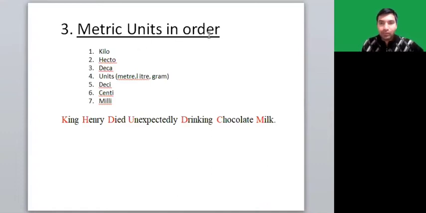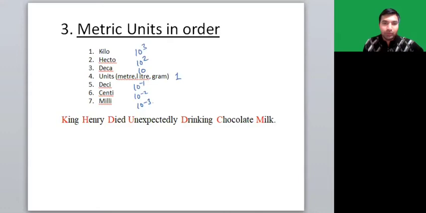Next thing is metric units in order. The first is kilo, then hecto, deca, then we have the unit. In the unit we can have meter, liter, gram, and so on. Then we have deci, centi, milli, if we are talking about the meter. Kilo stands for 10 to the power 3, hecto 10 to the power 2, deca 10, unit 1, deci 10 power minus 1, centi 10 power minus 2, and milli 10 power minus 3.